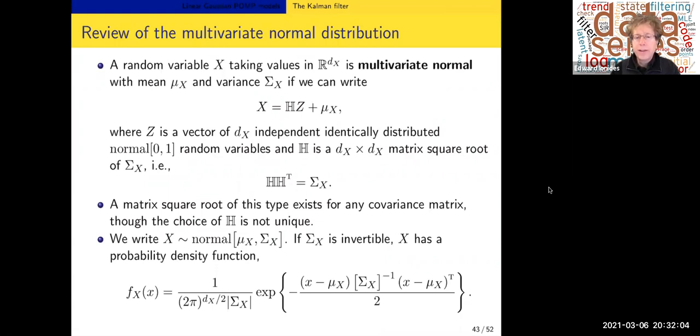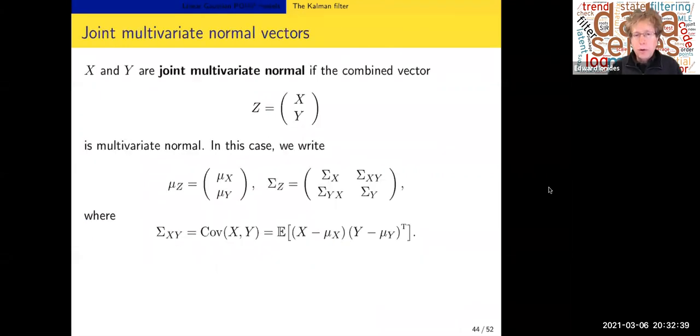There's an associated density as long as sigma x is invertible, which has this fairly well-known form where here, this is the determinant. So if the determinant's not 0, then this density is well defined. And so now we've defined the multivariate normal distribution.